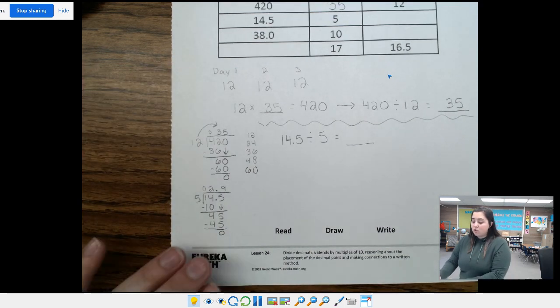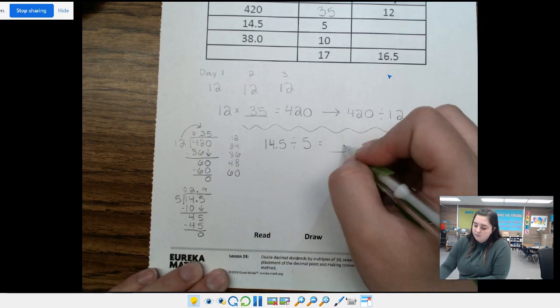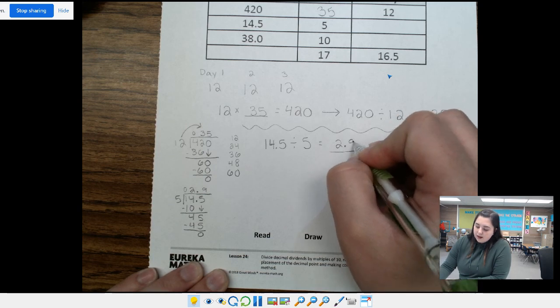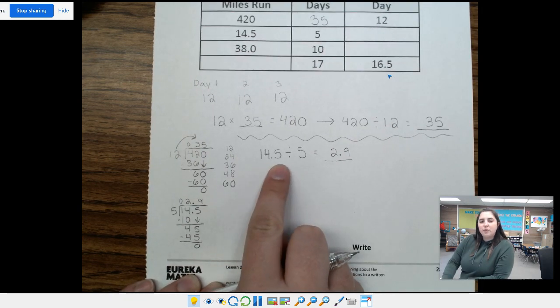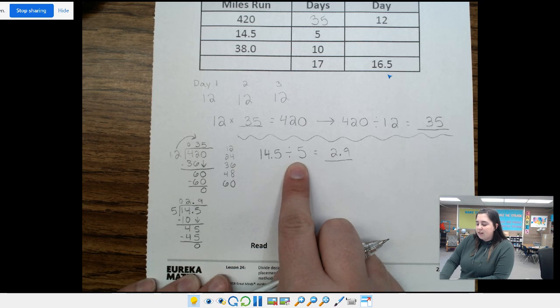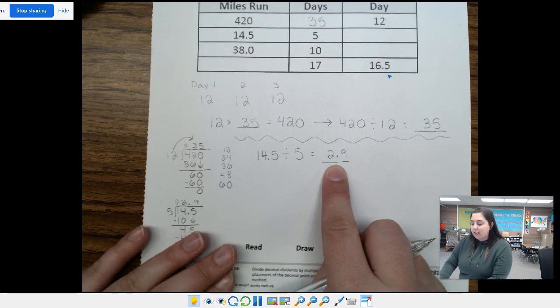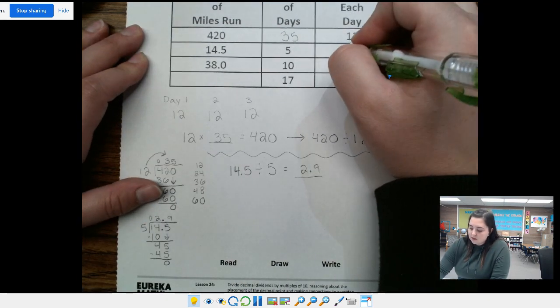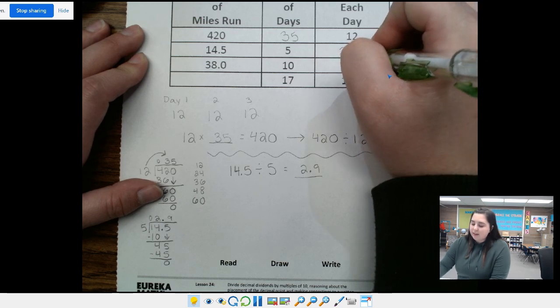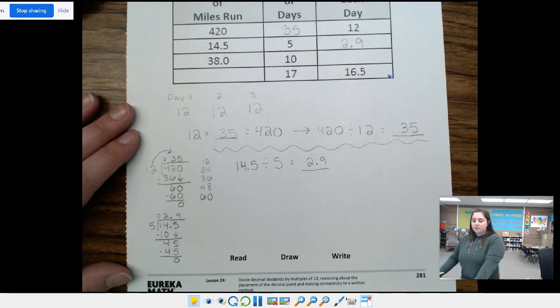So how much did they run each day? 2 9/10 of a mile. So the total number of miles, divide by 5 days. This is how much she ran each of those days. 2 9/10 of a mile.